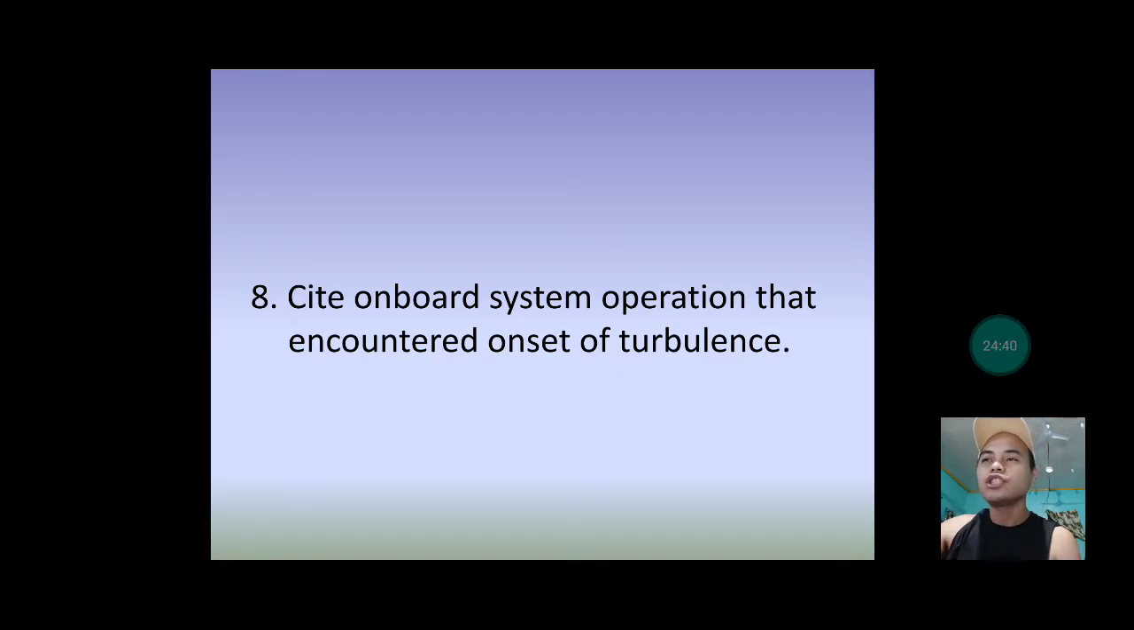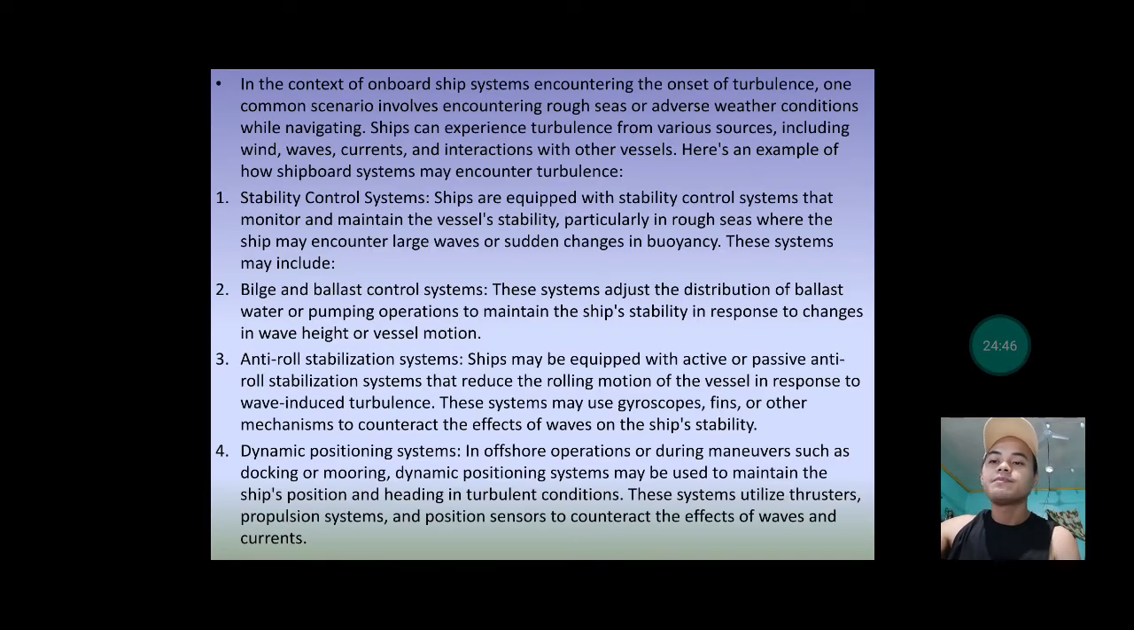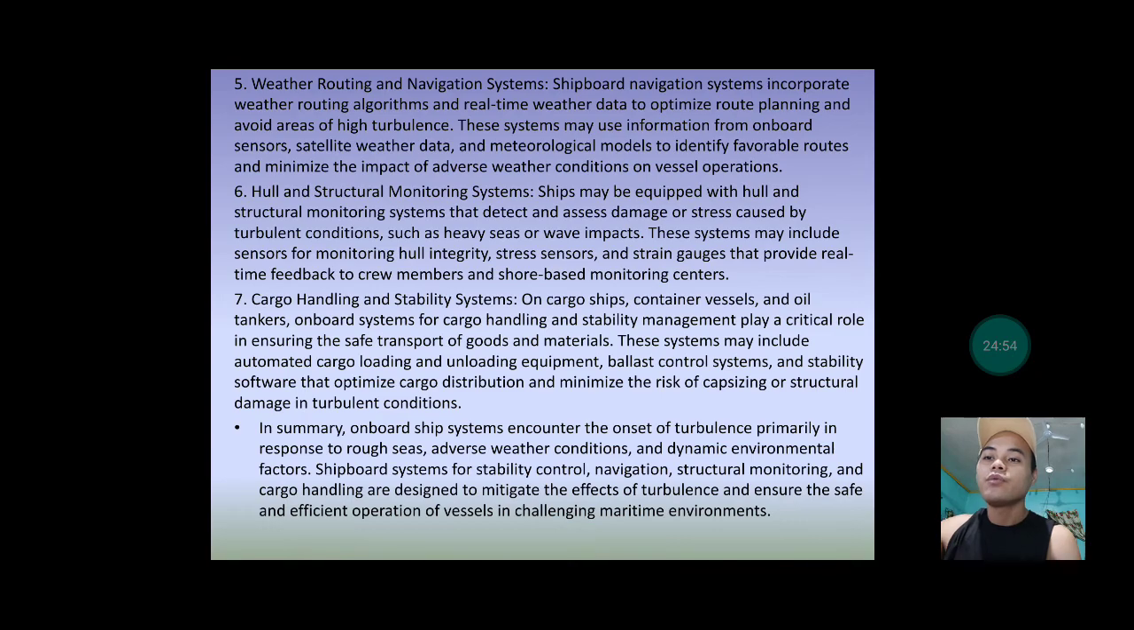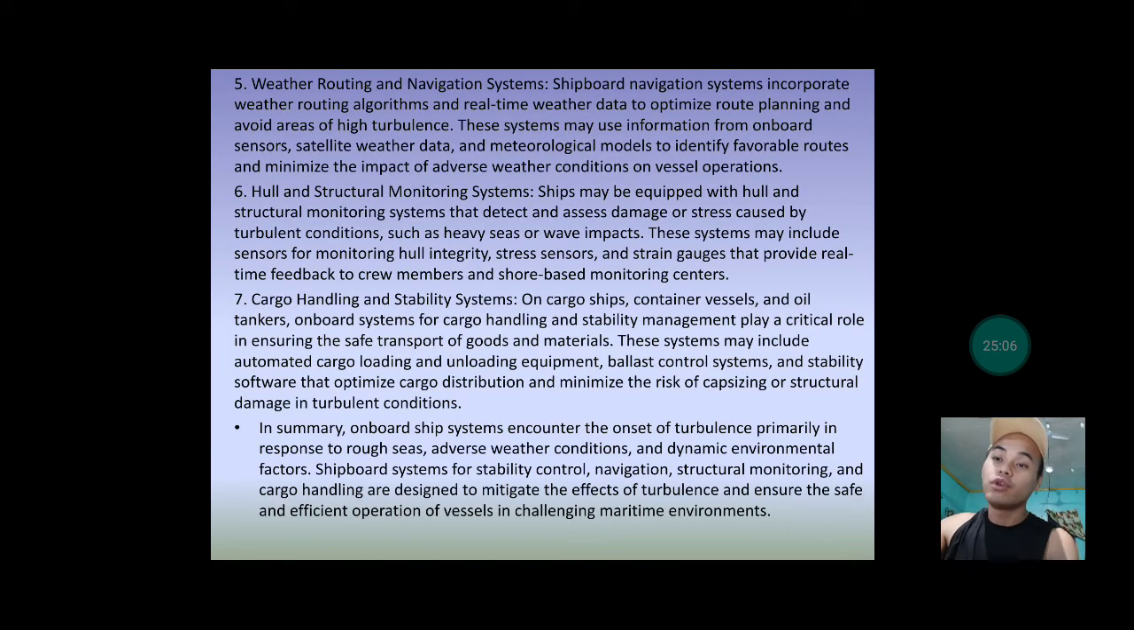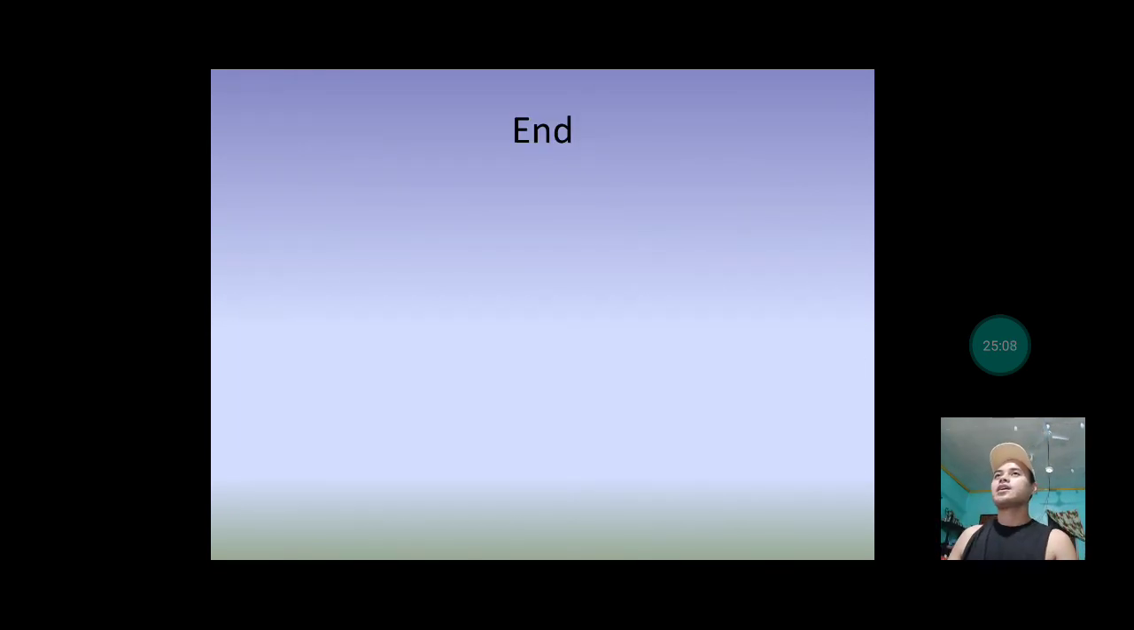So usually onboard ships, the ones that encounter turbulence are the propeller, the stability control system, the bilge and ballast control systems, anti-roll stabilization systems, dynamic positioning systems, weather routing and navigation systems, hull and structural monitoring systems, cargo handling and stability systems. Those are mostly the systems that have turbulence on board.